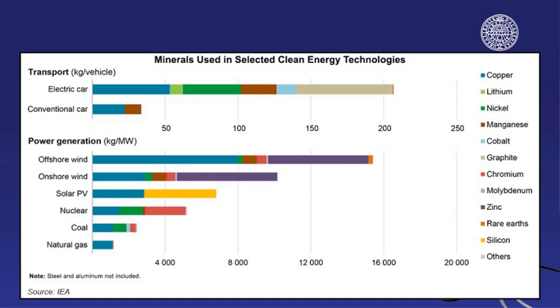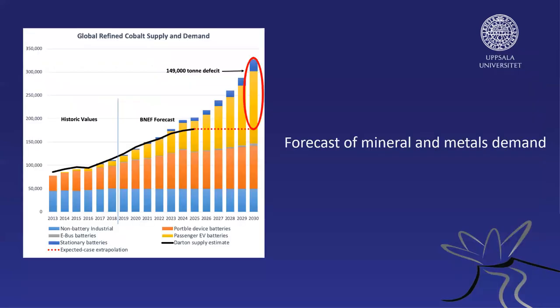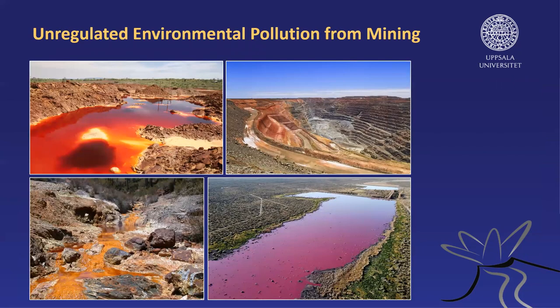Anyway, what you have to understand, we need a lot of stuff. And this is another way to illustrate that. This is the demand. This is the curve of the expected supply. And this is what we need. We need a lot. The problem is, if we need a lot, that means a lot of mining. And sometimes mining turns ugly. And this is what you see.